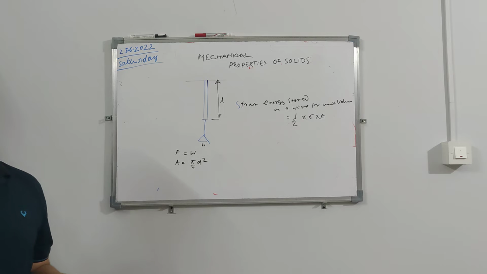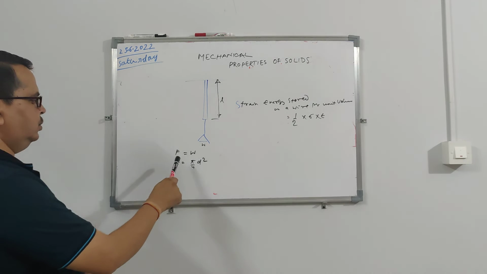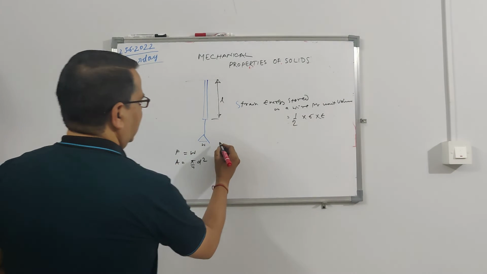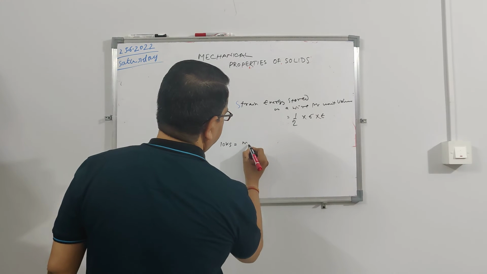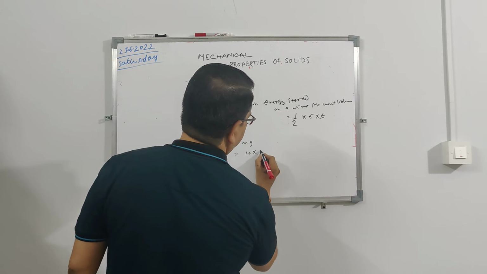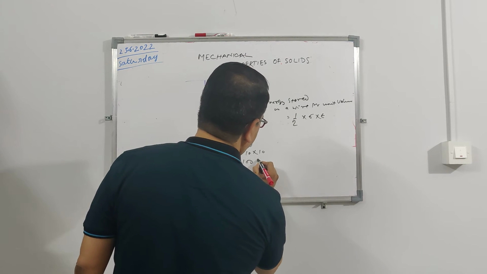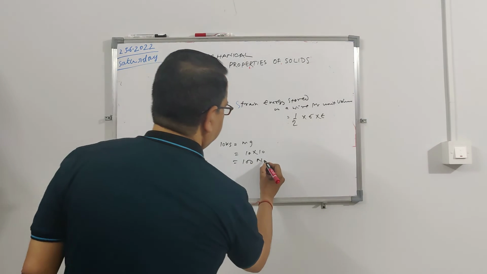If they say this much force is applied and the elongation is this much, then elongation by original length is your strain. Force is whatever weight is being applied. Let me say I am applying 10 kg weight there. So 10 kg means mg, 10 into 10 meter per second square. So 100 Newton, that is my force.